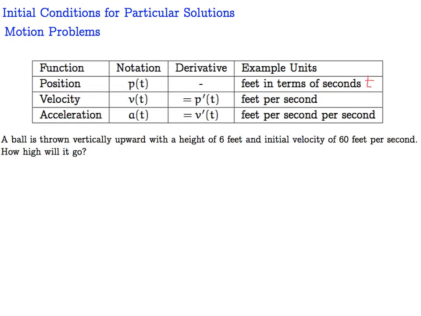So here's a pretty standard problem we could solve with this idea. A ball is going to be thrown vertically upward with a height of 6 feet and an initial velocity of 60 feet per second. How high will it go? What I'm going to do is repeat this on the next slide so that we can fit everything on one page, hopefully.